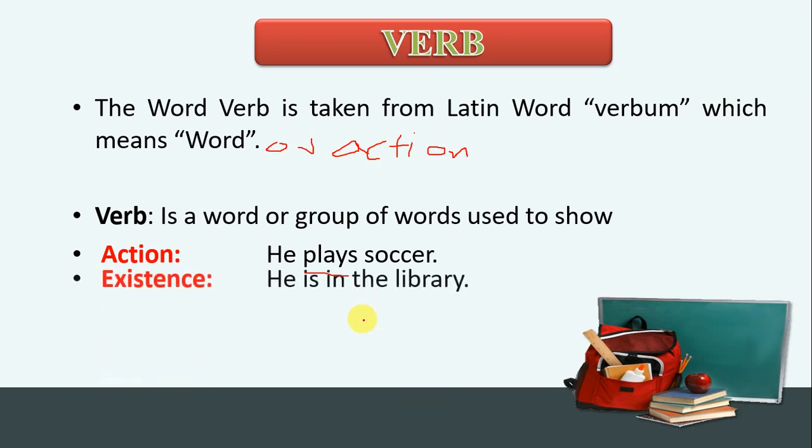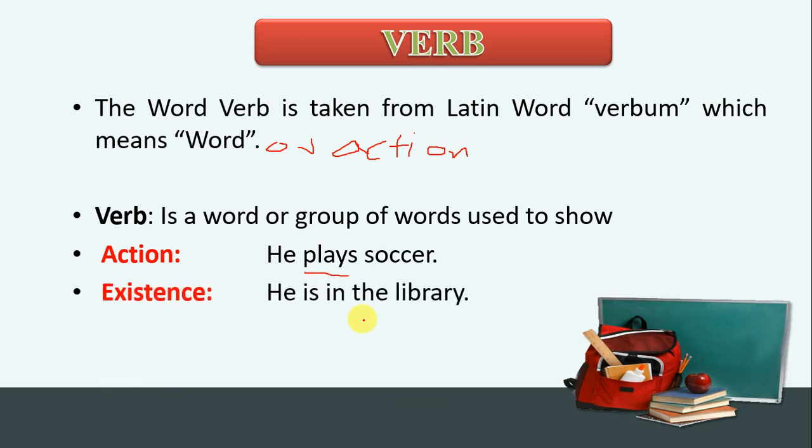Now next, a verb also shows existence. He is in the library. Where is he? He is in the library. If I hide this is and say he in the library, there isn't any other word which shows the existence. Only the is shows the existence of the person within a library. So is is a word which shows existence, we call that a verb.